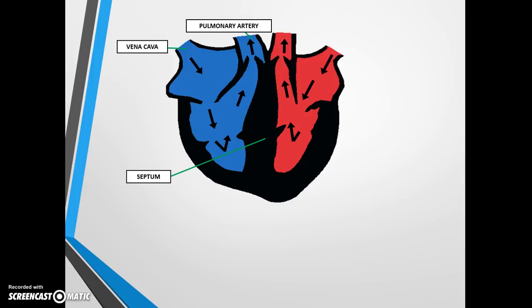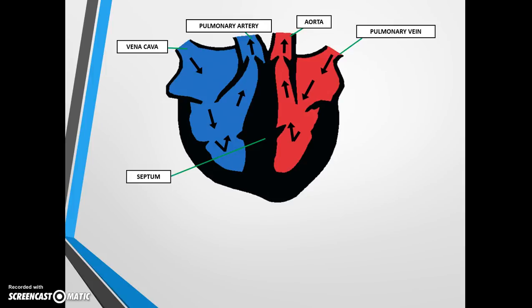Pulmonary artery comes out of the right ventricle. Arteries always carry blood away from the heart. And the role of the pulmonary artery is to take that deoxygenated blood up towards the lungs and get oxygenated. You've then got the aorta. The aorta's job is to take the oxygenated blood to the body. So when the left ventricle contracts, it sends the blood out of the aorta.